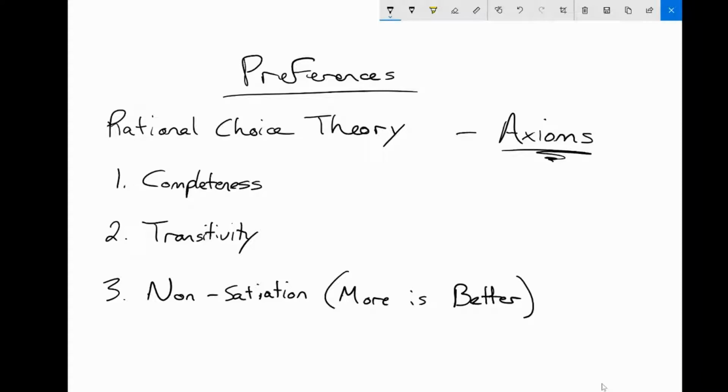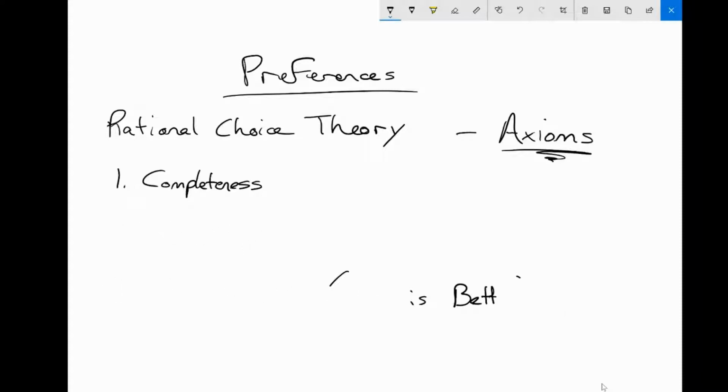We're going to take these, we're going to discuss them, we're going to use them to create a utility function. We'll get to that next. So let's talk about these each in turn. Let's start with completeness. What is completeness?